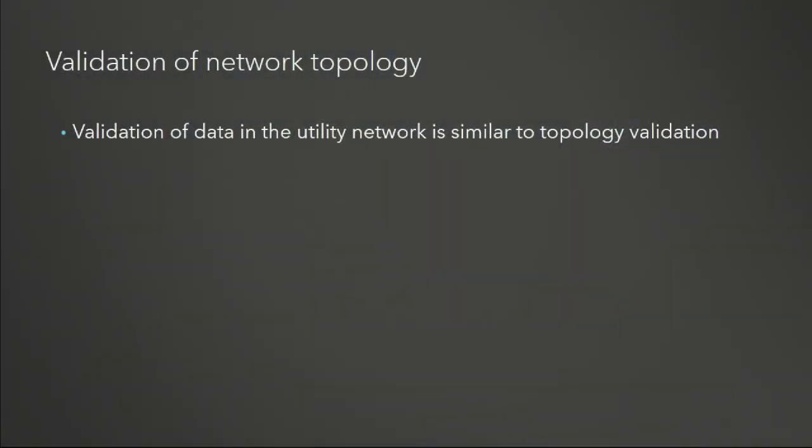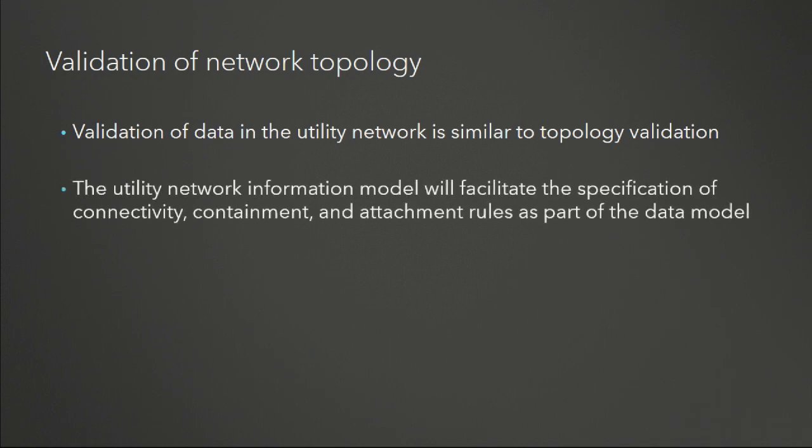Validation of the utility network is much like a topology validation. It's following the same model. Basically, during the validation process, we're going to tease apart all the geometries, all the associations, and look at the rule base. We're going to establish connectivity, index the connectivity, index the associations, the containment, the structural attachment, and look at all the rules you defined on the utility network for managing what constitutes valid connectivity or not.